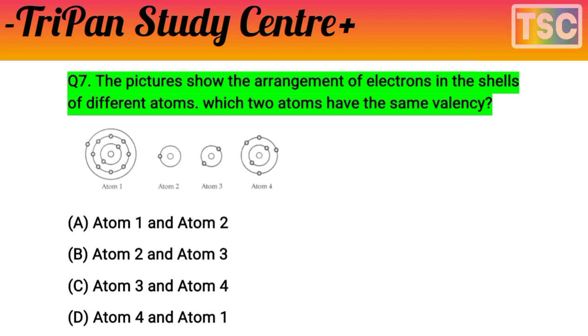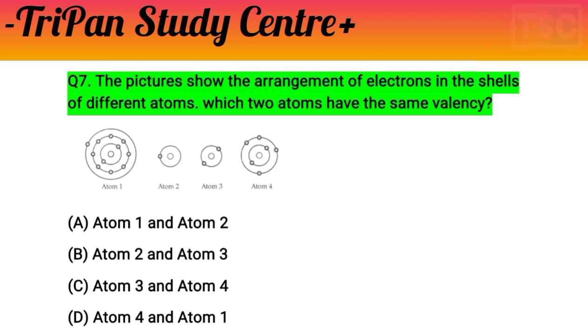Atom 2 has 1 electron in its last shell. And atom 3 has 2 electrons in its outermost shell. And atom 4 has 4 electrons in its outermost shell. But the examiner asks the question, which two atoms have the same valency? It means option A is correct.